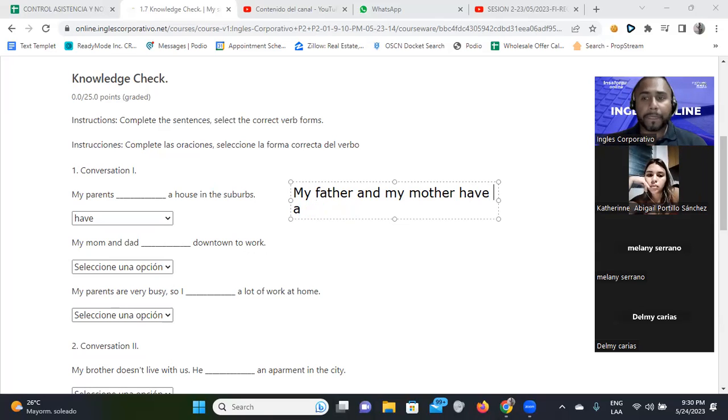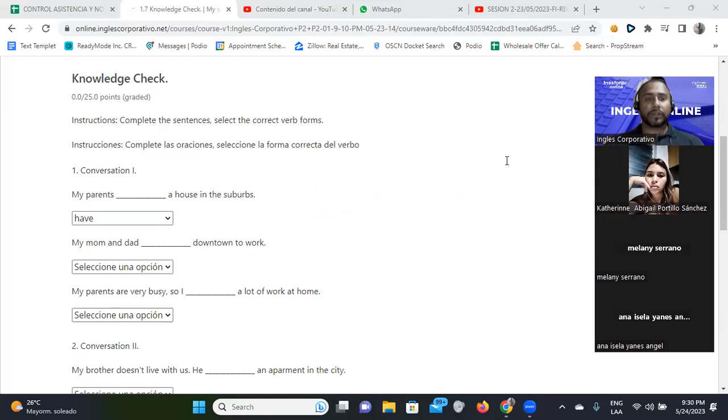Yo no sé, la confusión que se tiene tal vez es como nos hemos aprendido a que en las terceras personas sería she, he, and it. Y al relacionarlas con my parents o my mother and my father, como que nos confundimos con las terceras personas. Es mi opinión personal, porque a mí me pasa eso.